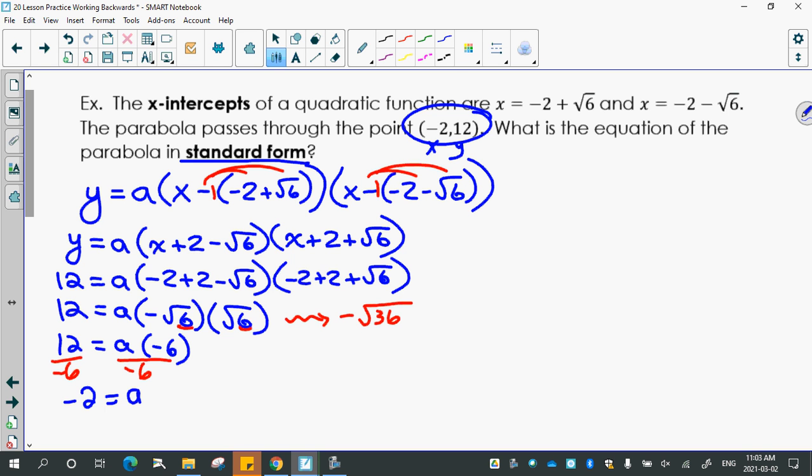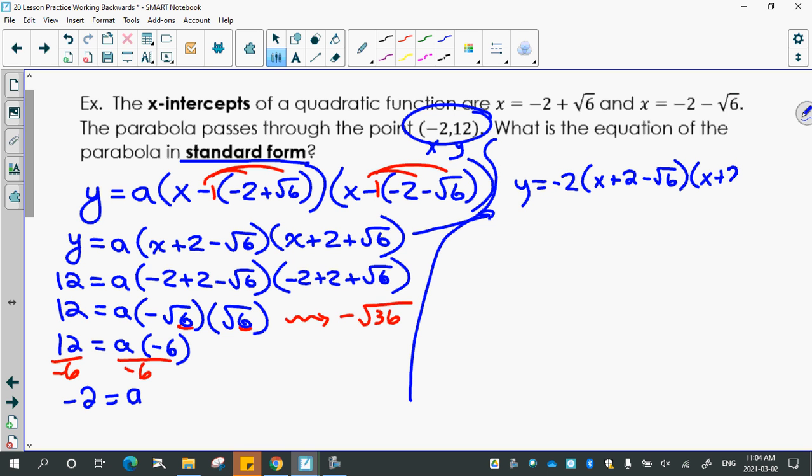Yes? Everybody gets A is -2? Okay, so now you're going to the other side of your page, and you're rewriting the second stage with A being -2. So y equals -2 times (x plus 2 minus root 6) times (x plus 2 plus root 6).